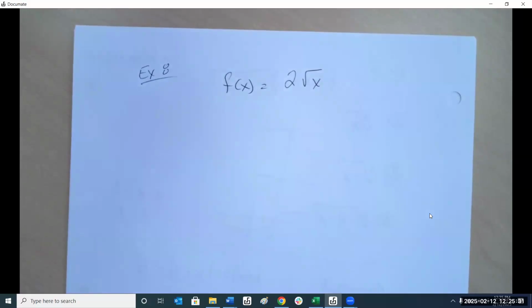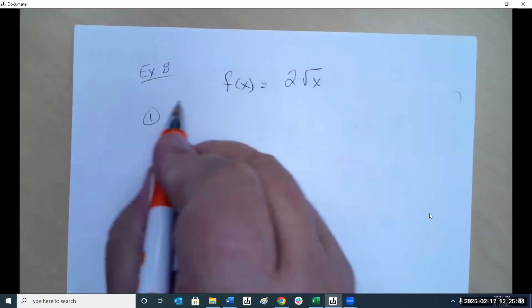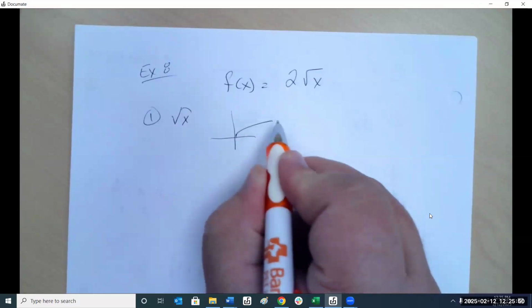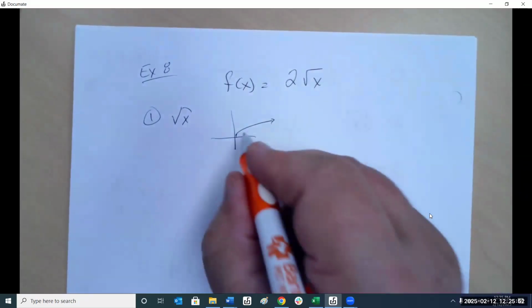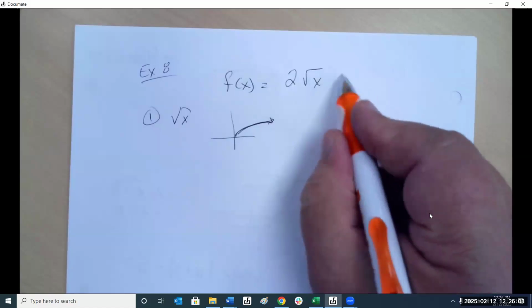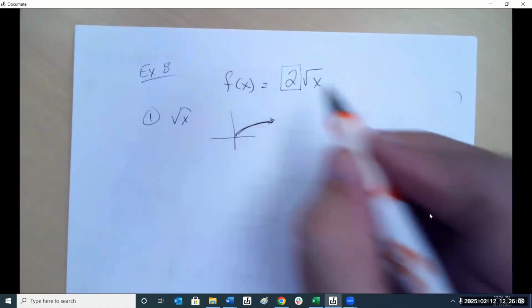How about that one? So again, the first one is the square root of x. That looks like that. It's that arc. Is there a horizontal shift? No. Is there a vertical shift? No. Is there a vertical plus or minus? No. There's just a coefficient.